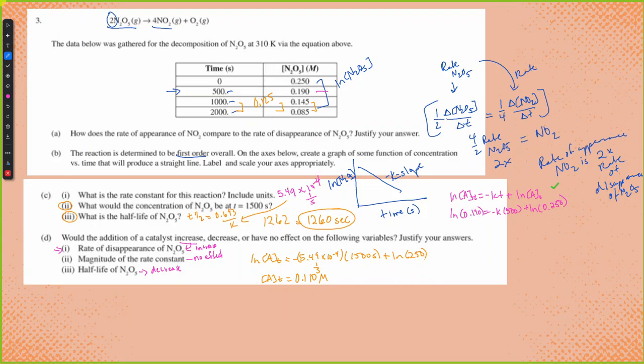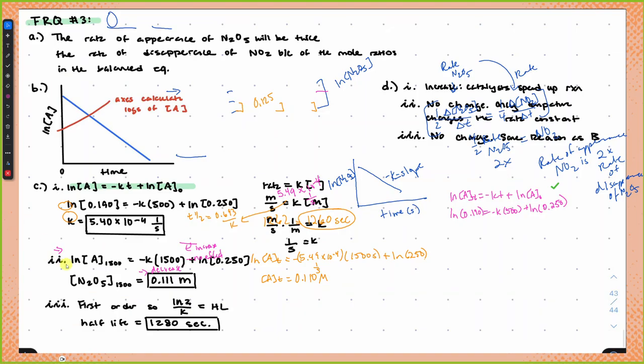Hold on, I need my pointer to be able to advance the slide. Okay, now I can point. Let's see what they say. Oh, I wrote all over this. Now we can't see what they say.